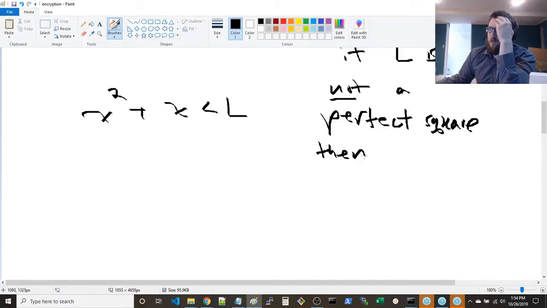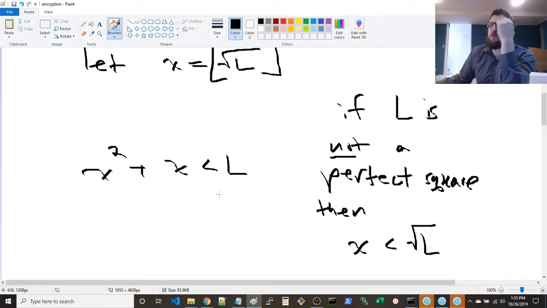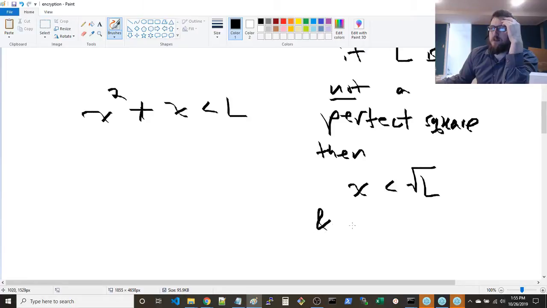then floor of square root of L, or x, is strictly less than the square root of L, right? So we know that x is less than the square root of L, which implies, and x plus 1 is greater than the square root of L, right?